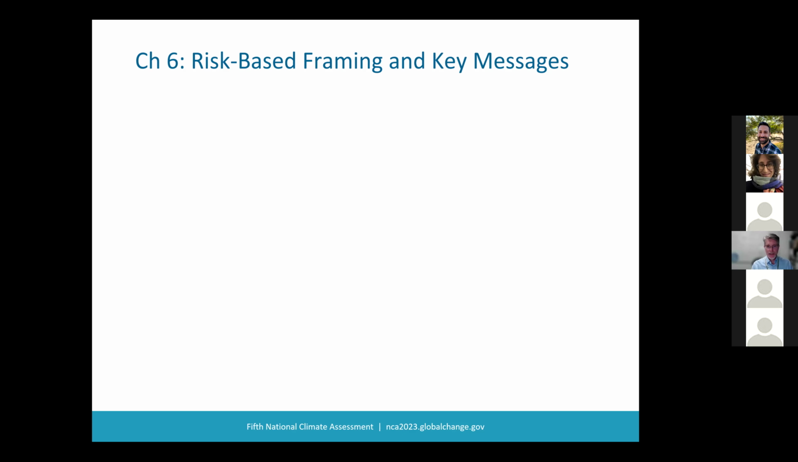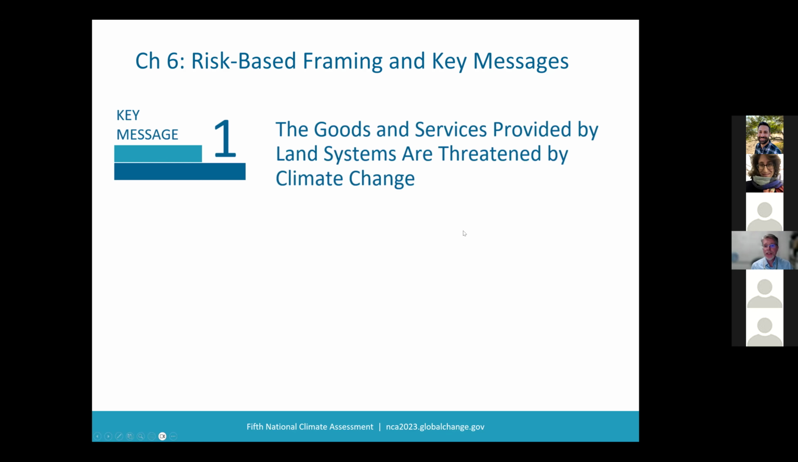Those topics, sorry, included three key messages. And the first was a focus on the value that we place on the goods and services provided by the land system. So although our chapter is looking at land cover and land use change, we're looking at that in the context of a fully integrated land system and how, in this case, the goods and services provided by that system are threatened by climate change.